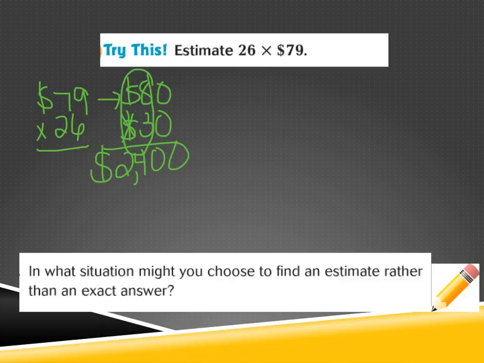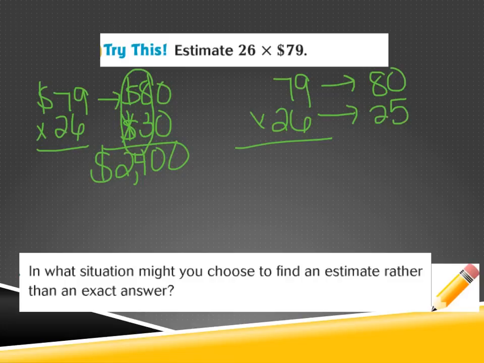If I solve 79 times 26 using compatible numbers, I would still round 79 to 80. But instead of rounding 26 to 30, I would round it to 25. Now I would think 8 times 25. If I have 8 25s, I have 200. Adding the 0 from the 80 to my answer, I get an estimate of about 2,000.